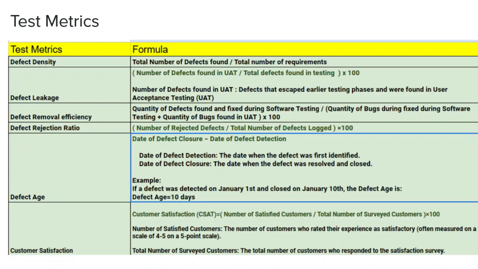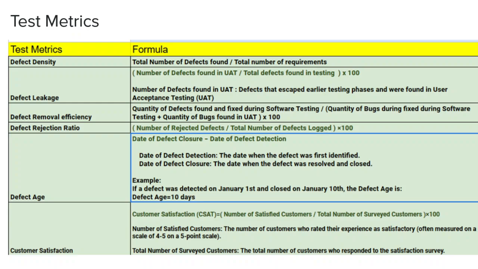The total number of surveyed customers means the total number of customers who responded to the satisfaction survey. Whenever such a survey is conducted, we see how many customers responded, and out of them, how many gave 4 or 5 points on the scale. That value is the number of satisfied customers. That value divided by the total number of surveyed customers, multiplied by 100, gives you the CSAT value. This is again one of the test metric parameters, and we should share this value as a part of test closure activity.